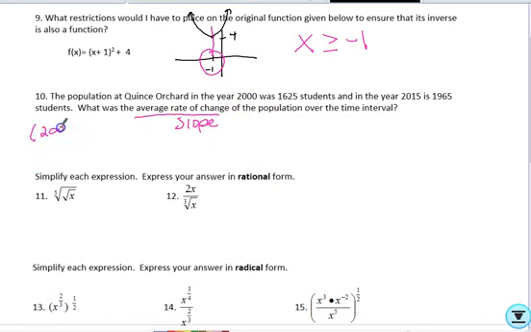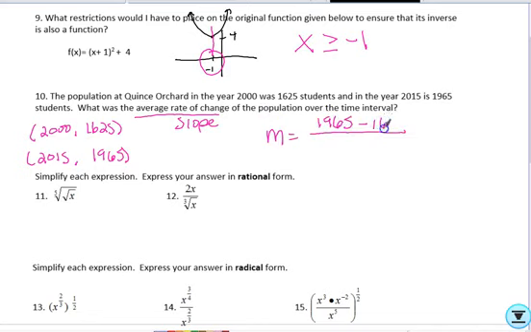So we got the year and the students. The year and the students. So our slope, our rate of change is y2 minus y1 over x2 minus x1. Calculate that and you will find your slope.